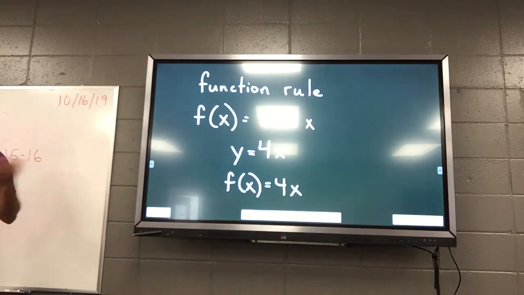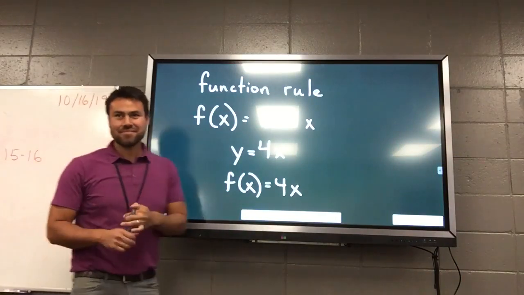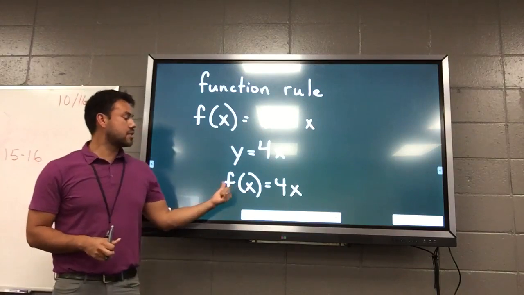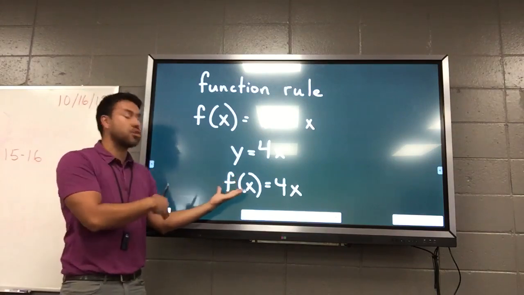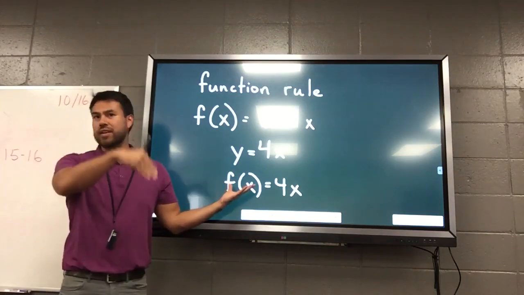Okay, so does the f stand for function rule? It doesn't necessarily stand for that. It does in this problem, but you could use g of x or h of x.